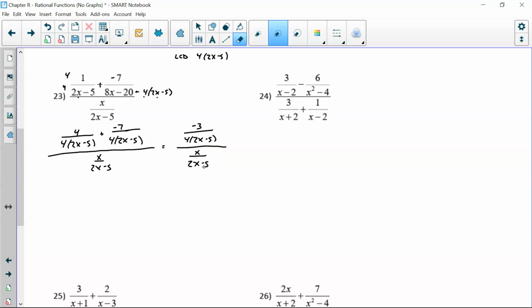All right, so once again, we have one fraction on the top, one fraction on the bottom. We don't divide fractions, we multiply by the reciprocal. So it's negative 3 over 4 times 2x minus 5 times the reciprocal, 2x minus 5 over x. The 2x minus 5's cancel. We're left with negative 3 over 4x, and there is our final answer.